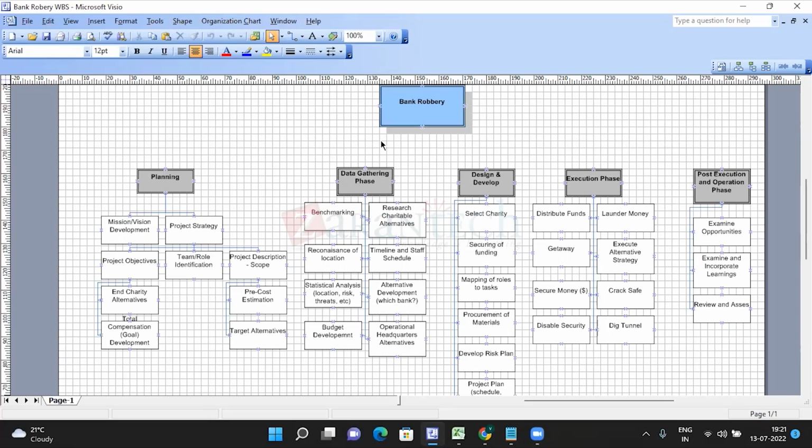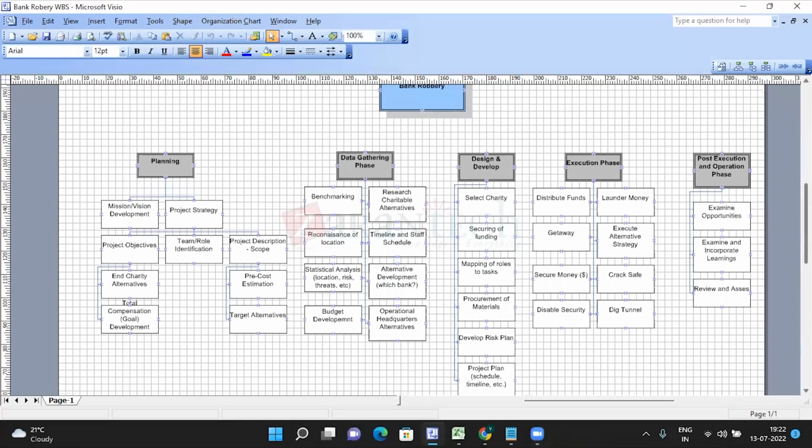This is the pre-work that you're going to do before doing the robbery. You're collecting all the information. Then develop: select the charity to whom you want to give this money, or secure funding, or map the roles and tasks, procurement of materials, or develop the risk plan and the project plan schedule, all this. Within what timeline you are completing all this.